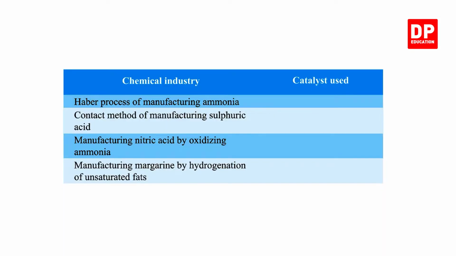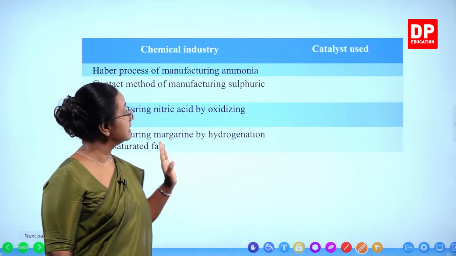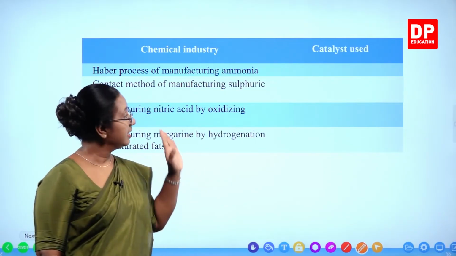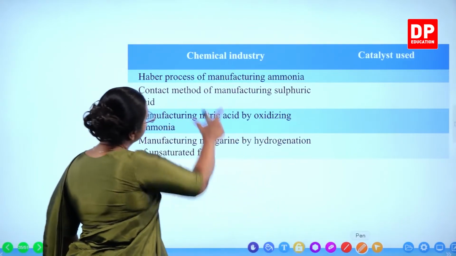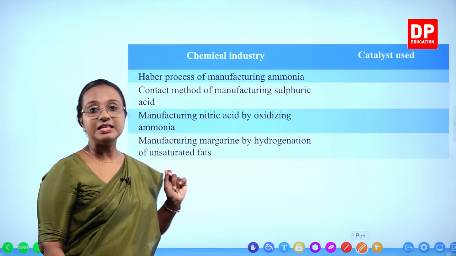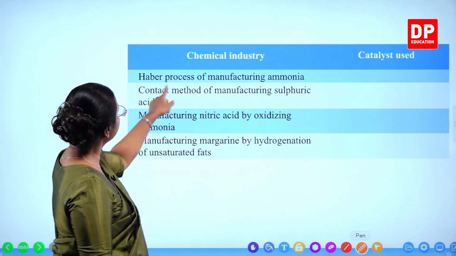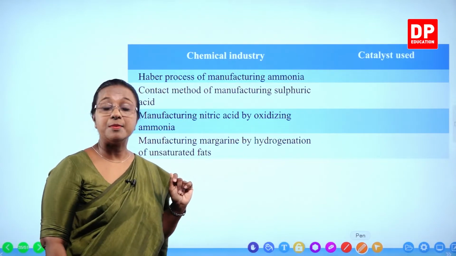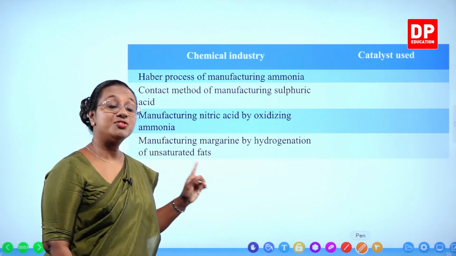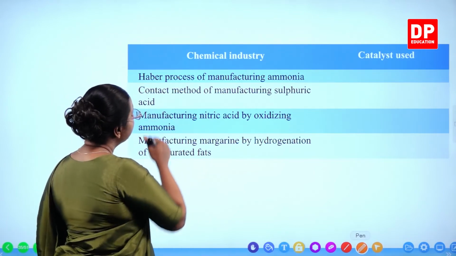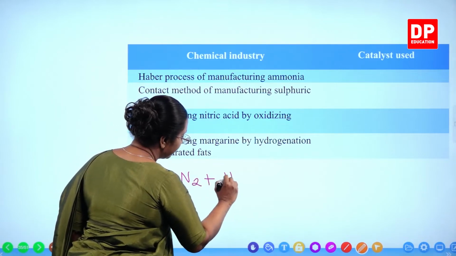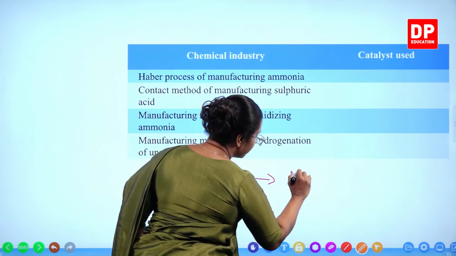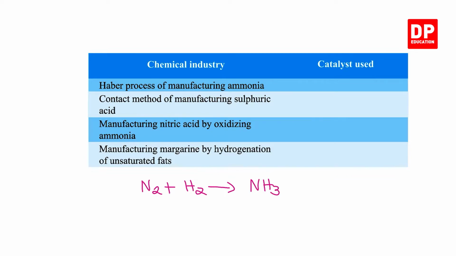So here, as I told you all, there are some chemical industries that use catalysts. Now this table is given in your textbook as well. So in this column, you have the chemical industry. Now for example, Haber process of manufacturing ammonia. I told you all this. I have shown you all the reaction also. Haber process of ammonia, there nitrogen gas reacts with hydrogen gas, giving rise to ammonia gas.